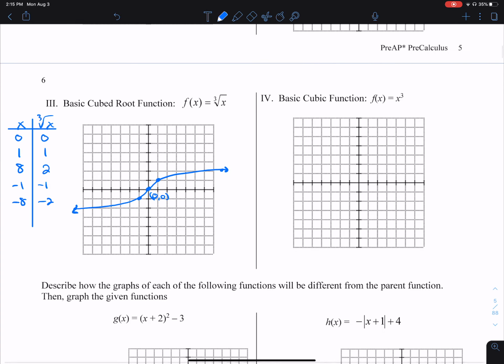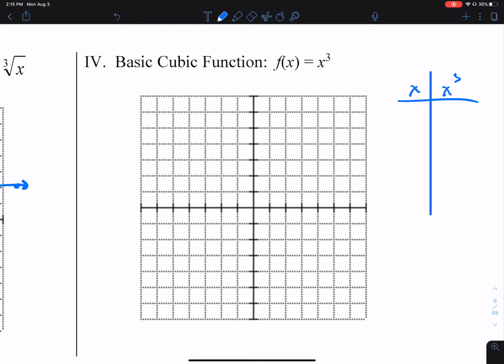A cubed function, which is this next one, we're going to take the x value and we're going to cube it. So if I put 0 in, 0 cubed is 0. If I put 1 in, 1 cubed is 1. If I put 2 in, 2 cubed is 8. If I put a negative 1 in, negative 1 cubed is negative 1. Negative 2 cubed is negative 8. So my graph's going to look like this.